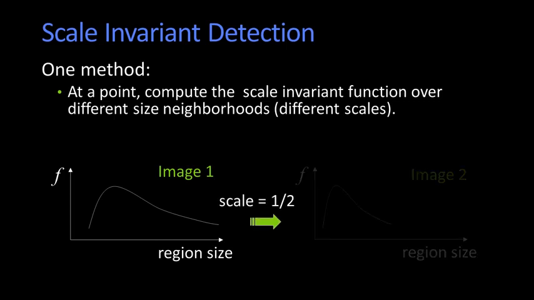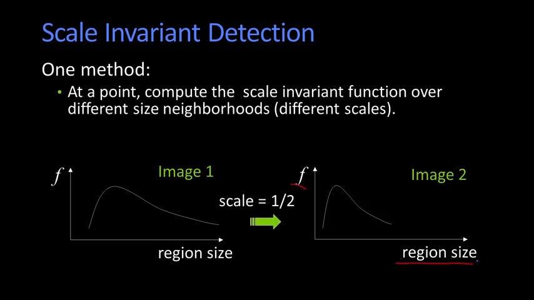Now, let's suppose in my next picture, I shrink the thing down by half. Well, now, as I compute that same function over the same region sizes, 2, 4, 8, 16, right, it's going to take the same shape, but it's going to get there faster, which is why this function is essentially just a squashed version of the one on the left. But it's the same function, just squashed.